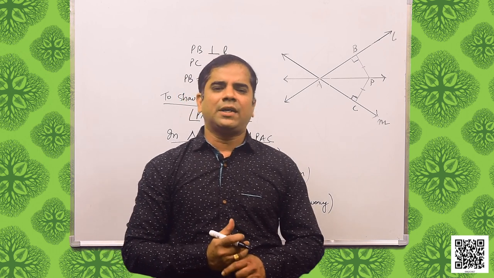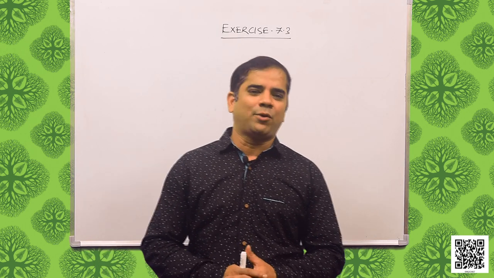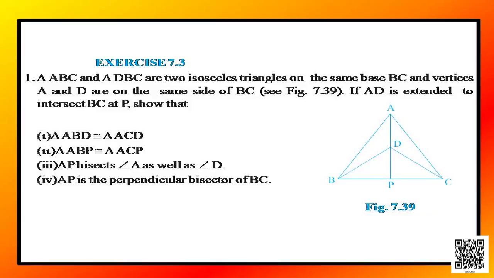Now, we will go for the exercise, that is exercise 7.3. Okay? So, students, let us discuss exercise 7.3. First question says, triangle ABC and triangle DBC are two isosceles triangles on the same base BC and vertices A and D are on the same side of BC. You can see figure 7.39.